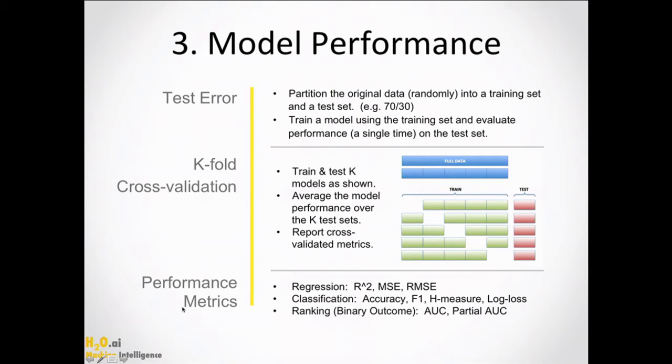Down here we have some performance metrics, and you kind of have two classes here. If we're doing regression, which is numerical prediction on a continuous variable, common metrics there are R-squared and mean squared error, although kind of in the same ballpark, I would also add mean absolute error as a common one.